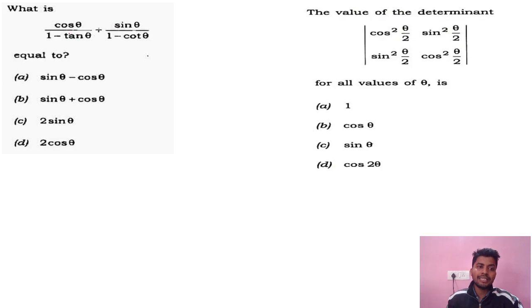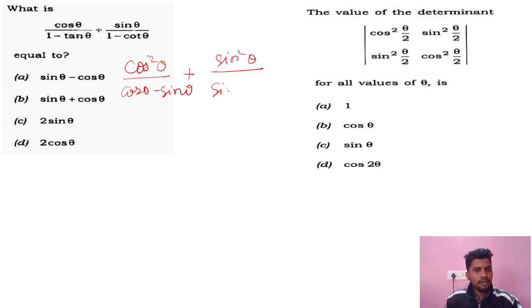Now we will break these also into cos theta, sin theta. So tan theta will be sin by cos, cot theta will be cos by sin, and then we'll take LCM. Okay, so here will be what? Cos minus sin, and one cos will go up, so it will be cos square theta by cos theta minus sin theta, positive sine square theta by sine theta minus cos theta.